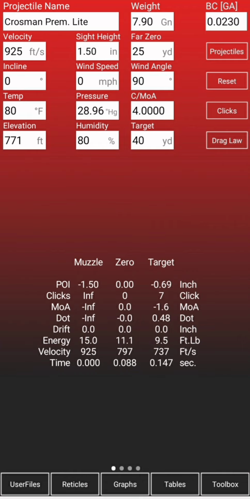I use ChairGun as a ballistic calculator. Two things that affect your trajectory are pellet weight, which is 7.9 grains in this example, and feet per second, which is 925 feet per second. You can see in this example I have 0 to 25 yards, and I'm going to show you why I'm starting at 25 yards with a little graph.